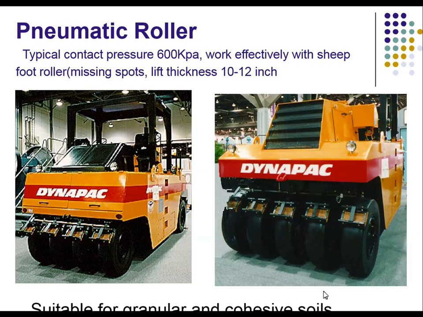The second type of roller: first is the smooth wheel roller, and then these are called pneumatic rollers. And here instead of one wheel, you have multiple tires, so there can be five, there can be six. They generally have a width, or lift, that is not very high, and contact pressures are around 600 kPa. And these kinds of pneumatic rollers are good for both sand and gravel and silt and clay.